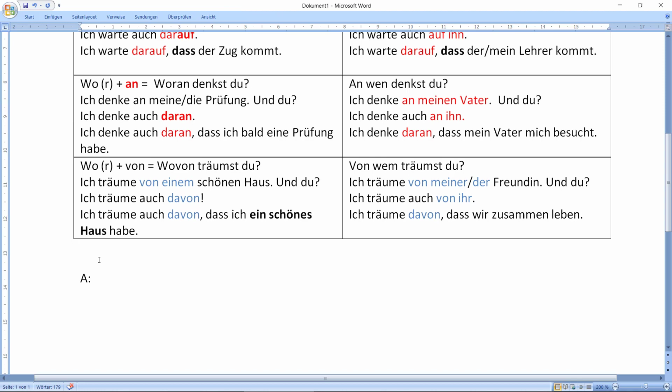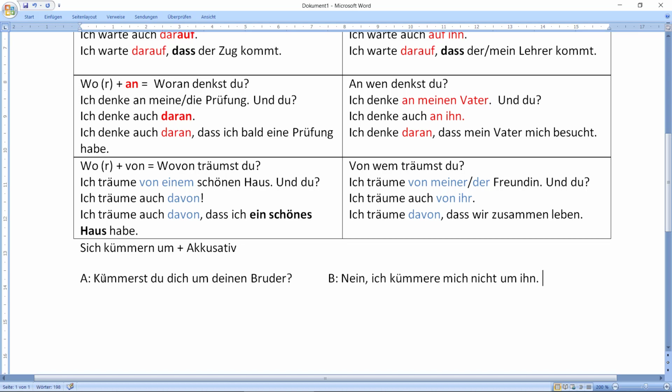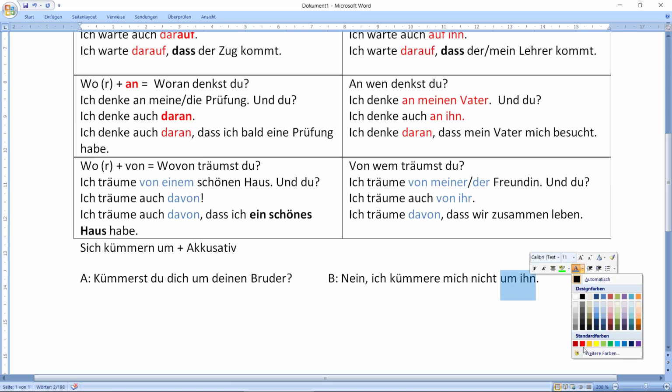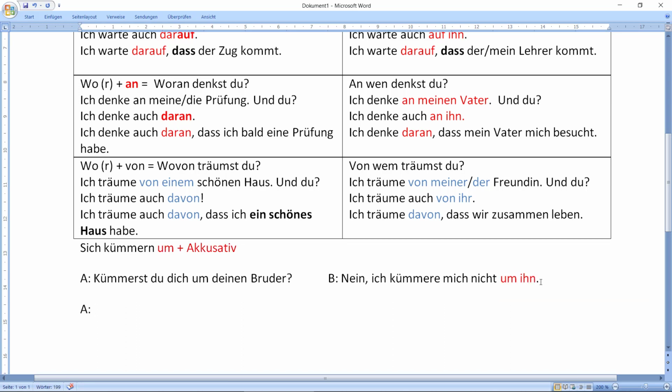So let's make a dialogue. The verb is sich kümmern. Das ist reflexiv. Sich kümmern um plus Akkusativ. Person A says, kümmerst du dich um deinen Bruder? Person B says, nein, ich kümmere mich nicht um ihn. This is a person, ihn. It's also red. Wen? Person A says again, um wen kümmerst du dich dann? Ich kümmere mich um meine Mutter. Sich kümmern is to take care of something or someone.